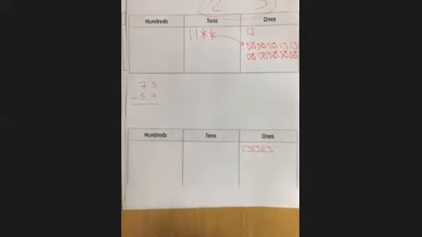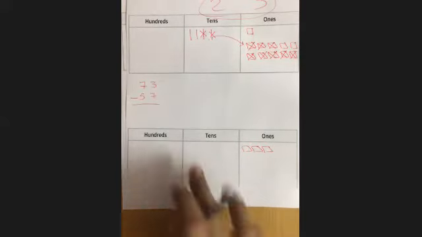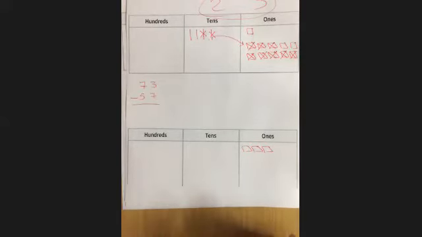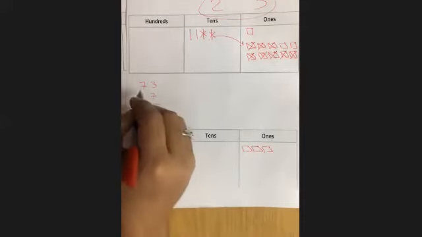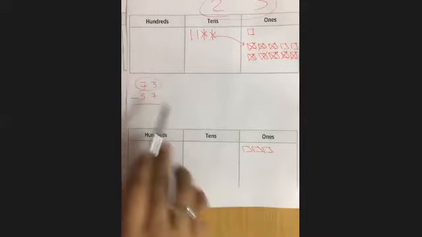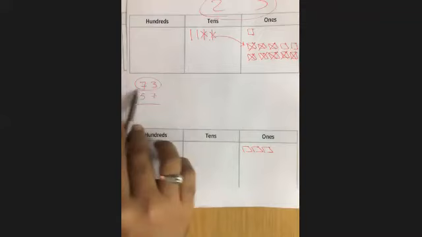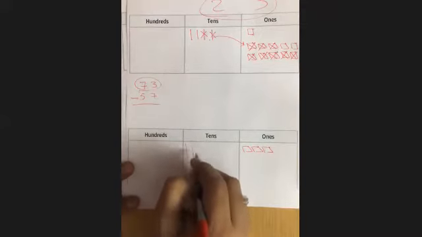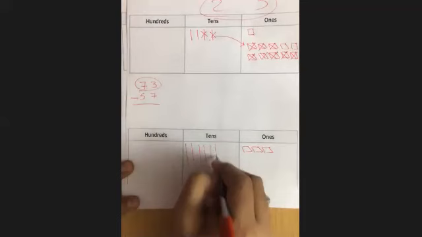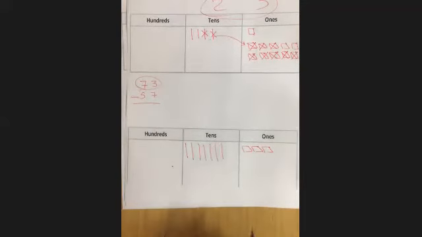And here, what are we going to draw, square or line? Line. How many lines will we draw here in tens, 5 or 7? We draw 7, because we represent the first number. We draw 3 squares in ones, and we draw 7 lines in tens. 1, 2, 3, 4, 5, 6, 7. Okay, this is step number 1.